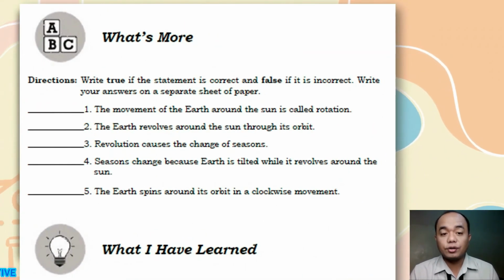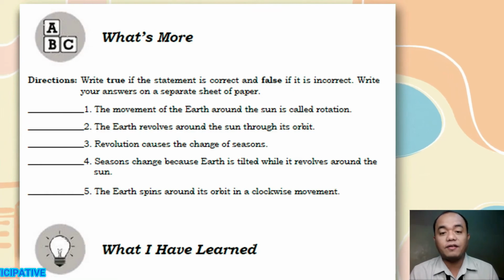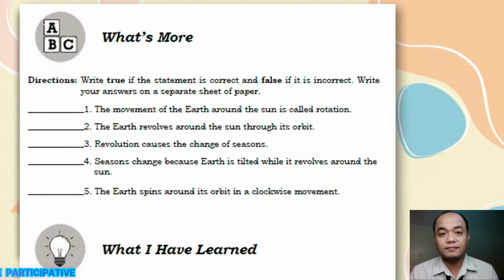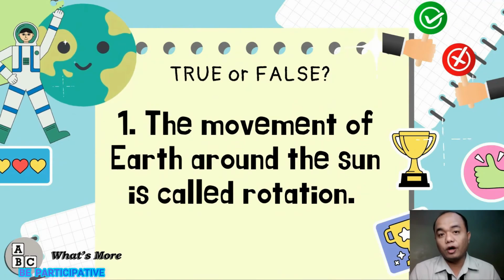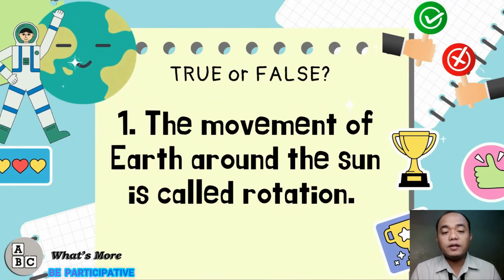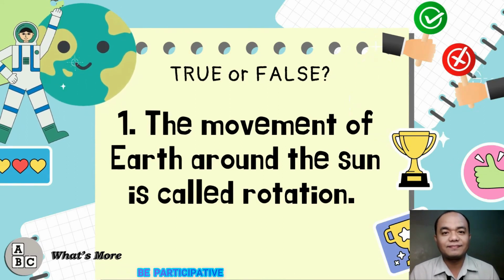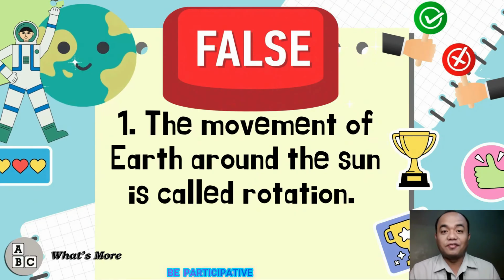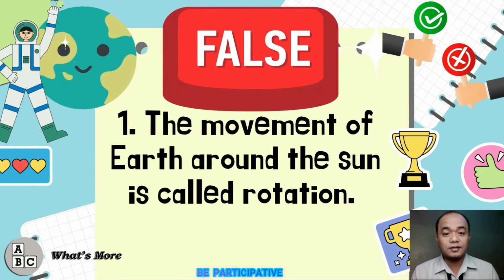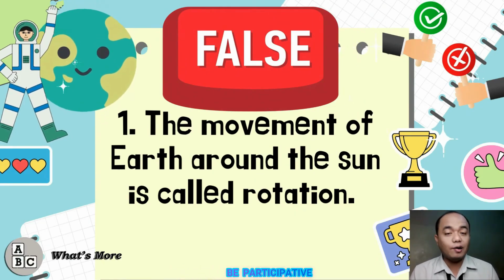Directions: write true if the statement is correct and false if it is incorrect. True or false? Number 1. The movement of the earth around the sun is called rotation. True or false? Very good. It is false. The movement of the earth around the sun is called revolution.